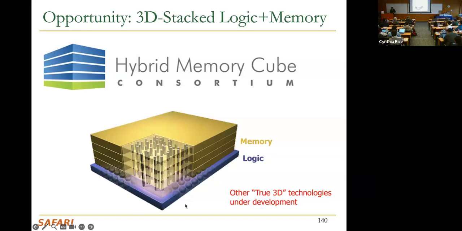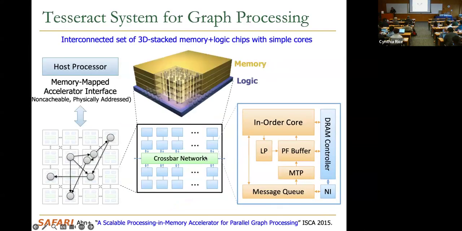So what we looked at the time was essentially memory stacked with logic. And today you have these devices, actually. HBM is very close to this. And there are other true three-dimensional technologies under development, like monolithic 3D technologies. But basically, you can have a logic layer that's quite capable underneath memory layers, and memory layers can be connected at high bandwidth and low latency to that logic layer. That's the idea. So what did we propose?